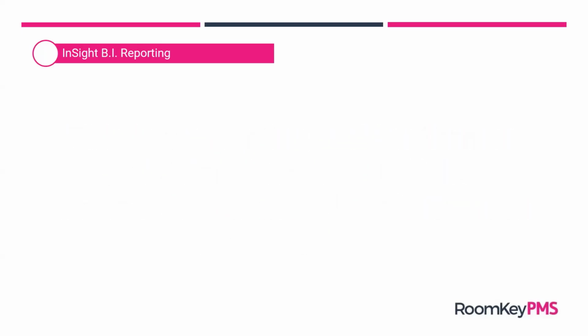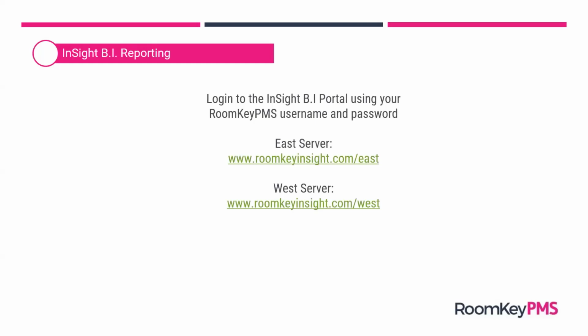In order to access this BI reporting tool, it is not found in Roomkey. You would actually navigate to a separate URL or link, and it's dependent upon your server location. So if you're not too sure about your server location, you can reach out to our support team for more information about which server you'll be accessing or which URL you will use. You can log in to the BI reporting portal using your Roomkey PMS username and password.